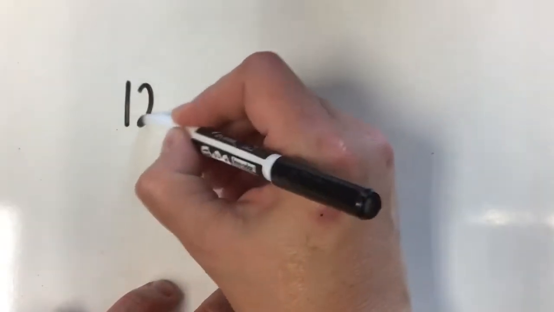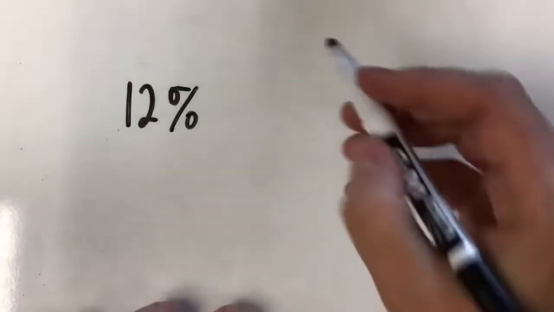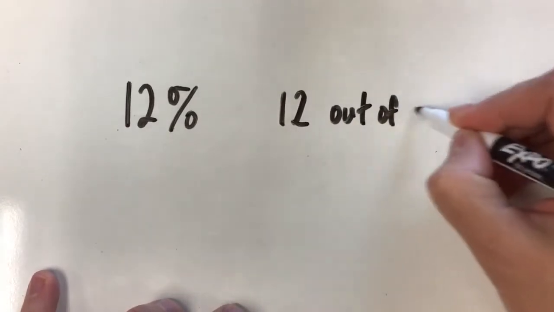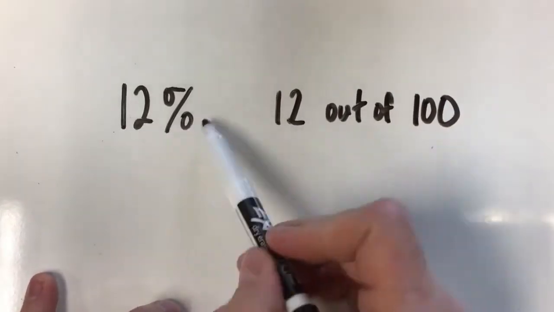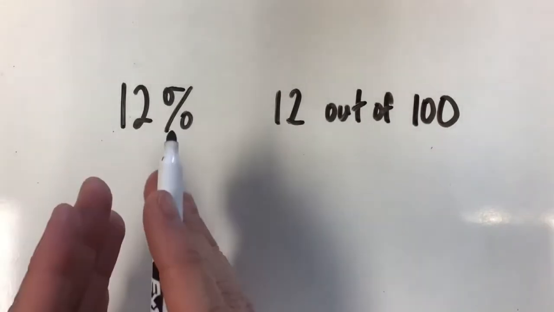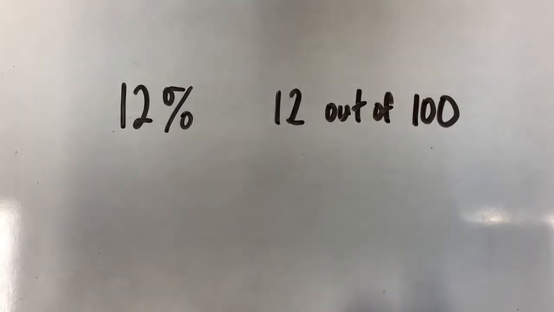So, for example, if we had something that was 12%, then what that means is it's 12 out of 100. That's what that means, and we have that symbol there. So a percent is a ratio. We're comparing a number to 100.